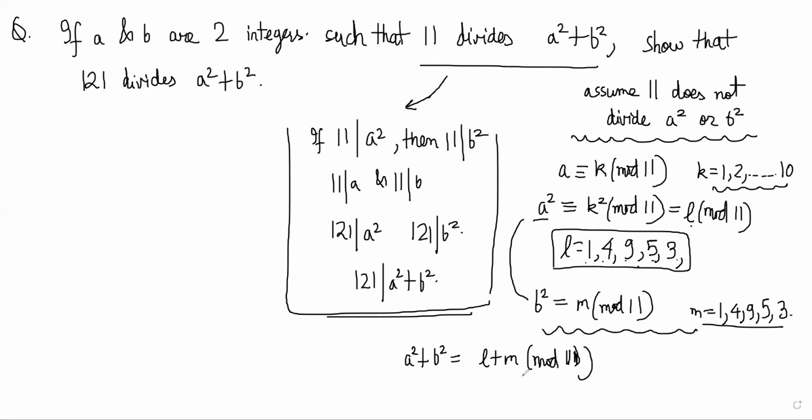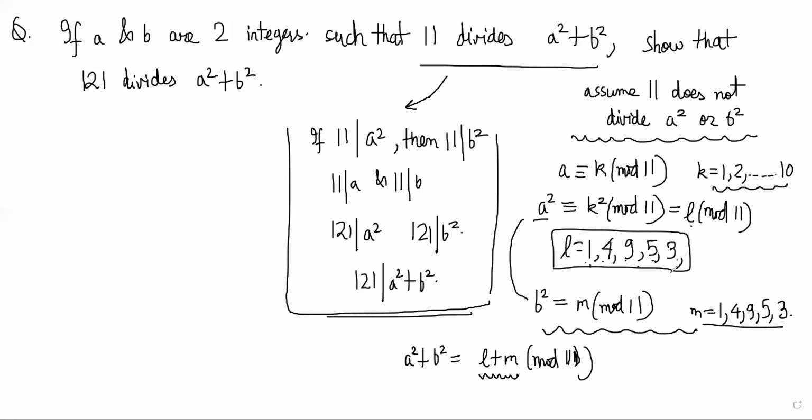But we know that there's no sum that is 11 or a product of 11. I mean, like 1 plus 4, 1 plus 9, 1 plus 5, 1 plus 3, then 4 plus 9, there is nothing that is coming, right? Nothing that is coming 0 mod 11.